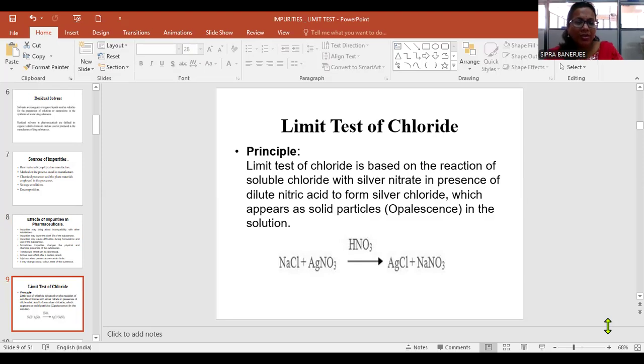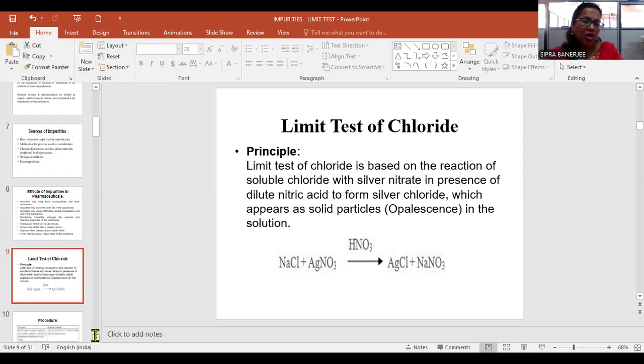Okay. Now, for the chloride limit test, there is a principle of the reaction. The limit test of chloride is based on the reaction of soluble chloride with silver nitrate in the presence of dilute nitric acid to produce silver chloride, which appears as solid particles or opalescence in the solution. That means if we take the standard sodium chloride and add silver nitrate and a small amount of solution, it will produce AgCl, silver chloride, which will be precipitated in the test tube. It will produce turbidity or opalescence throughout the solution, showing a lot of solid present in that solution.